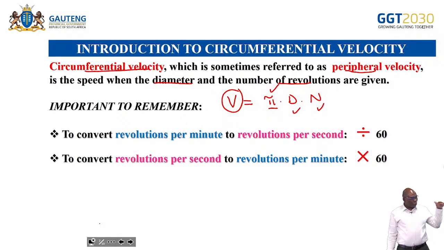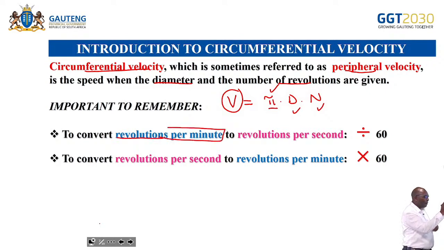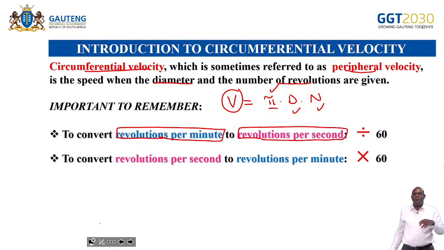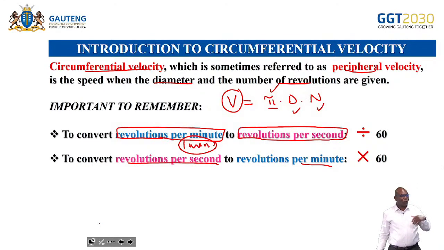Important to remember, to convert revolutions, remember revolutions are written per minute. If I want revolutions per second, what should I do? I must divide by 60 because I'm taking minutes to seconds. If I've got one minute, then how many seconds do I have? I'll have 60 seconds. If I want to convert revolutions per second to revolutions per minute, I must multiply by 60.